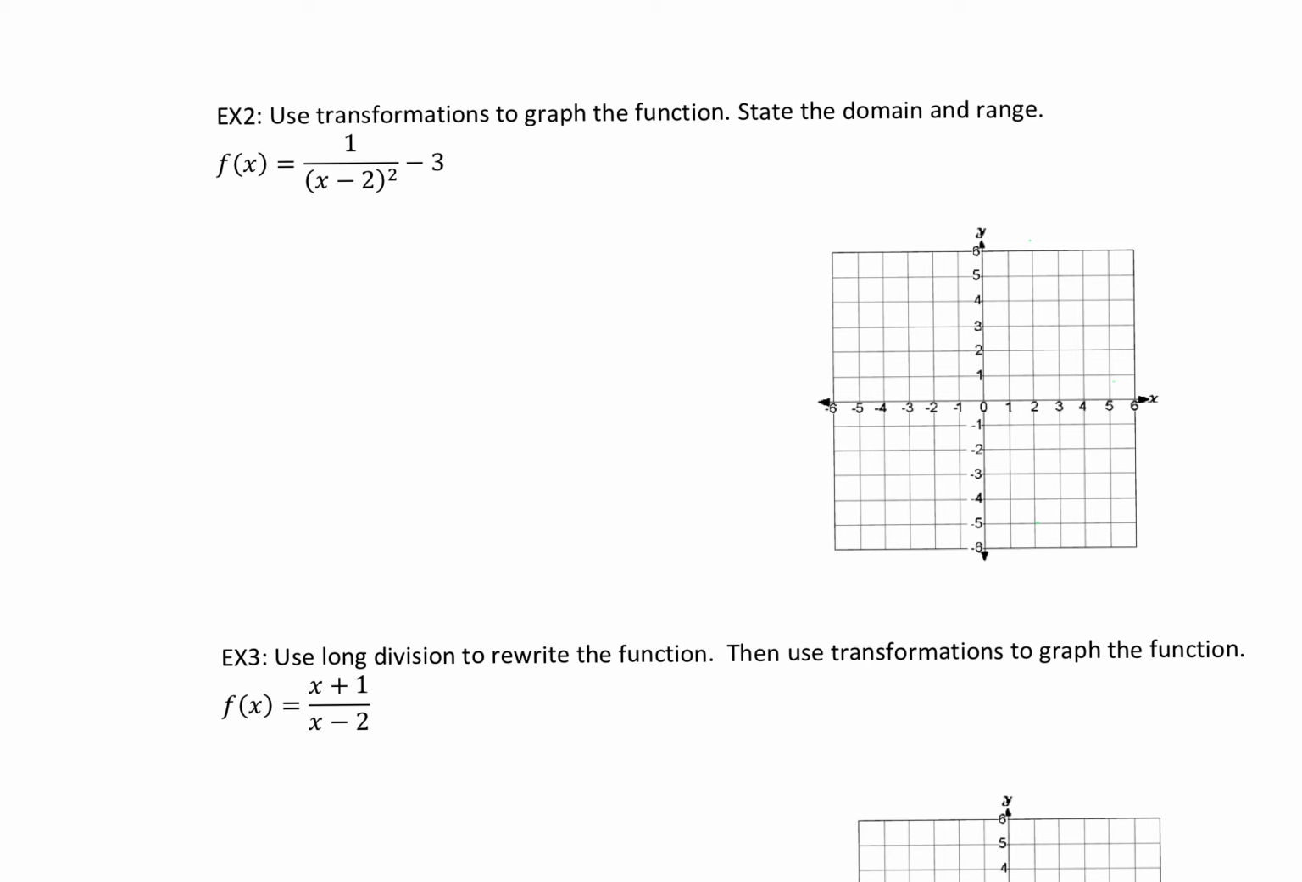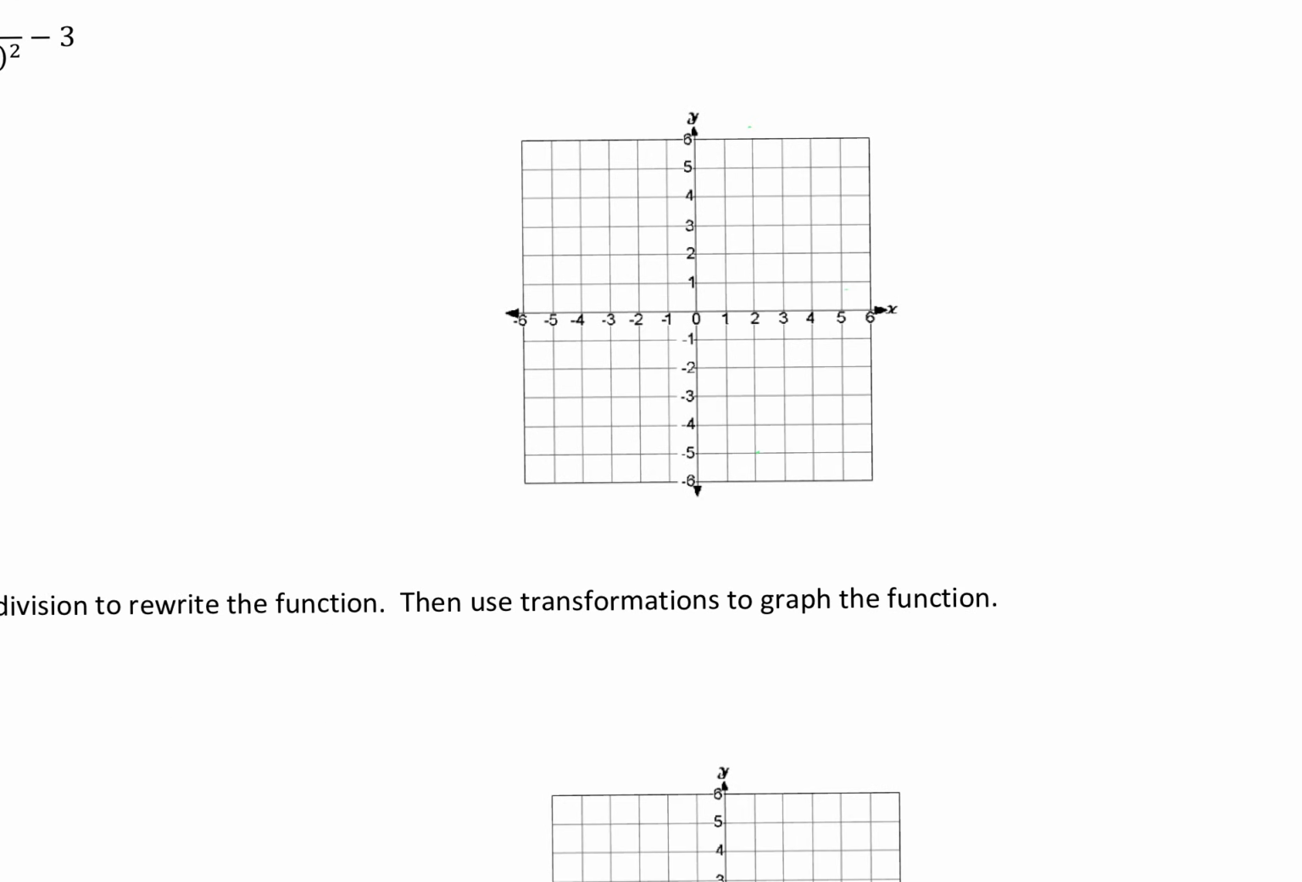In example 2, we're going to do the same thing we did for example 1. We're going to identify our basic or parent function and then graph our transformation. I notice that I have x minus 2 squared in the denominator, so that tells me that my parent function is 1 over x squared. I'm going to go ahead and graph that. Key points would be 1, 1. So it's always nice to have your key points, easier to move those around for your transformation, and negative 1, 1. So remember that reciprocal of the squared function means that the graph is above the x-axis.